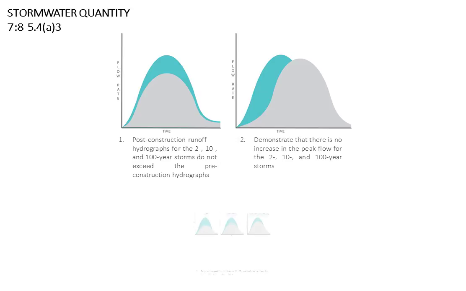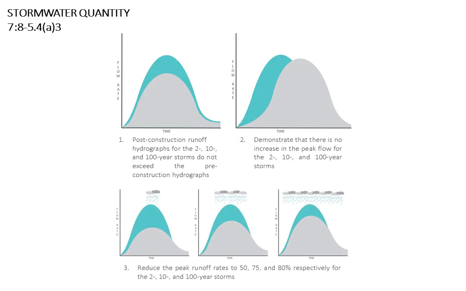The third option is to demonstrate that the post-construction peak runoff rates for the 2, 10, and 100-year storms are reduced to 50, 75, and 80% of their respective pre-construction peaks. For more information on meeting the water quantity design and performance standard, please see Chapter 5 of the New Jersey Stormwater BMP Manual.